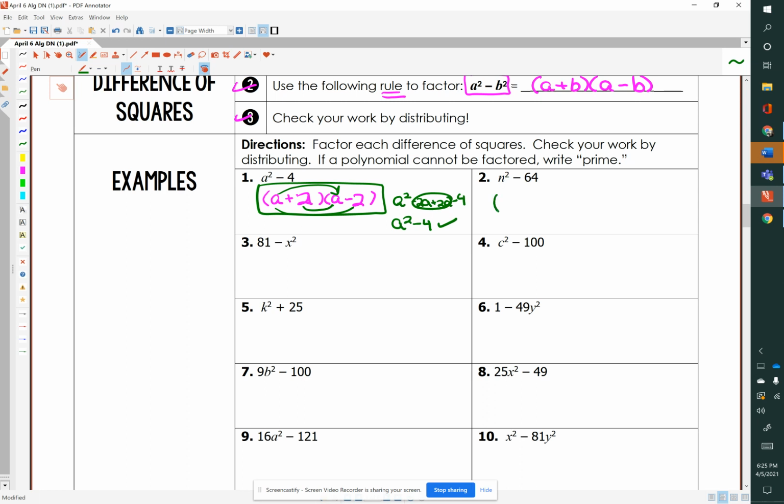So we have, let's make our parentheses. So n squared is n times n, and we have our plus and our minus. 64 is 8 times 8. Now, if we FOIL that, we will end up back with n squared minus 64. So number 3, what's the square root of 81? Well, that would be 9 times 9. Put our plus and minus sign. The square root of x squared is x.